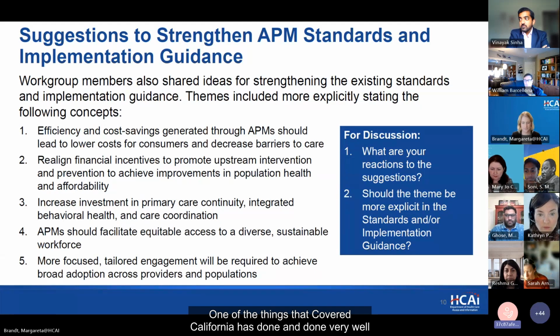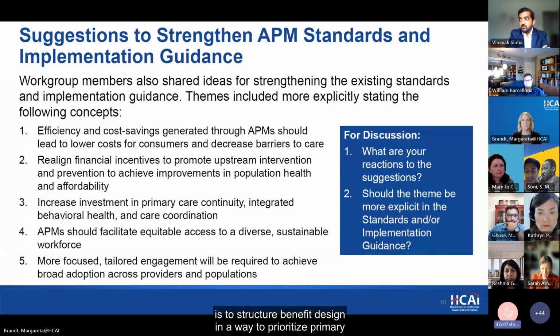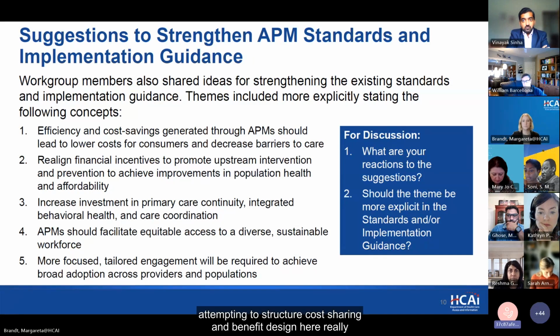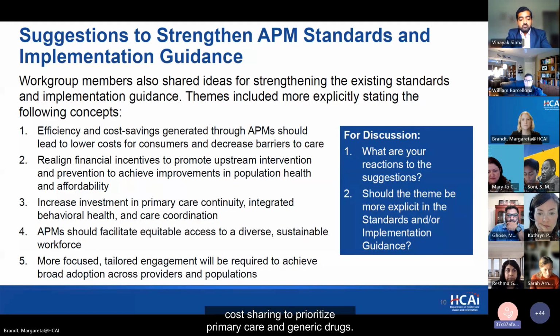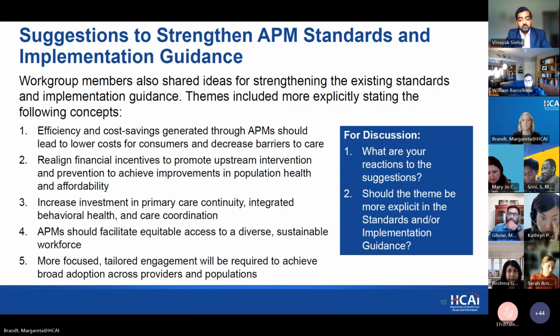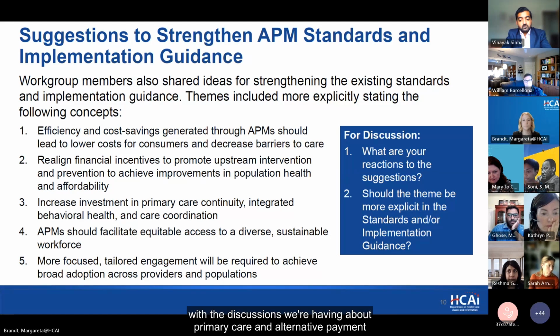Two thoughts, and we raised the same question in our comments. One of the things that Covered California has done very well is to structure benefit design in a way to prioritize primary care, which goes along with their contracting provisions. They have also looked at attempting to structure cost sharing, and benefit design here really means cost sharing, to prioritize primary care and generic drugs. They haven't gotten much beyond that in terms of low value care, but clearly benefit design is one of the levers that payers have, and that goes hand in hand with the discussions we're having about primary care and alternative payment models, and eventually we'll get to behavioral health.